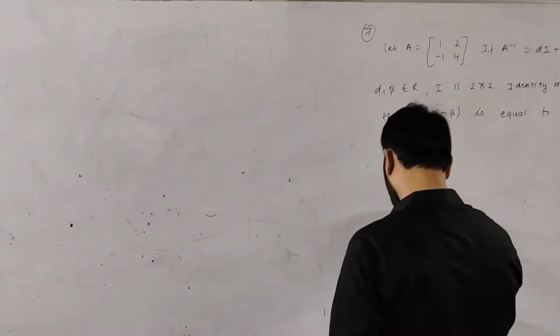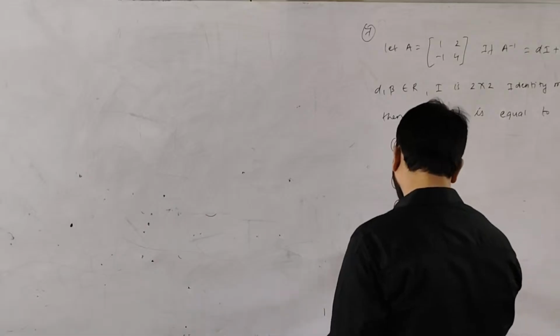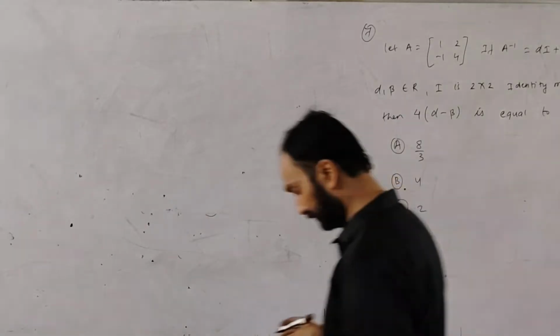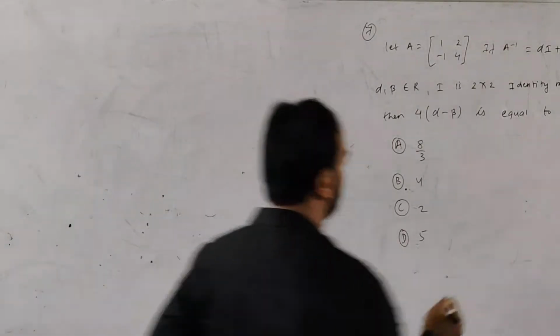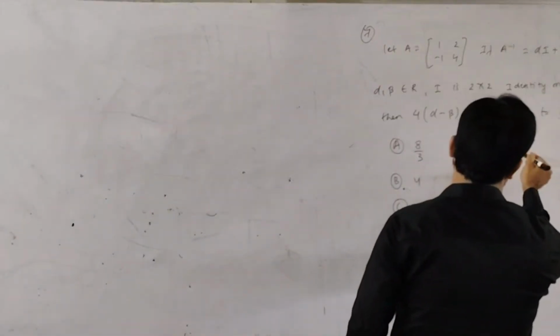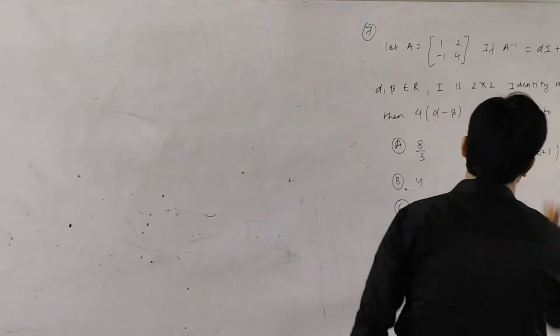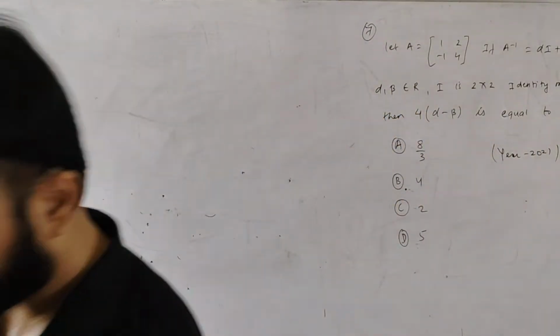Four, 2, and D option is 5. Correct? So this is from the year 2021. Here is 2021. Just see how we can find.